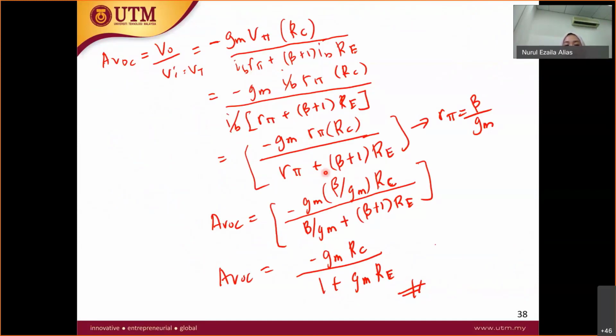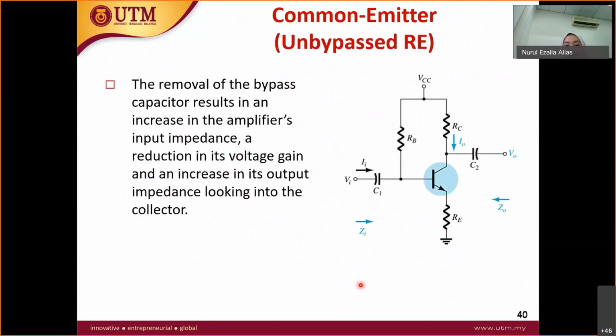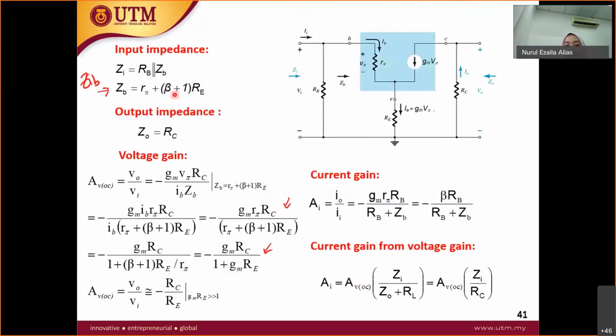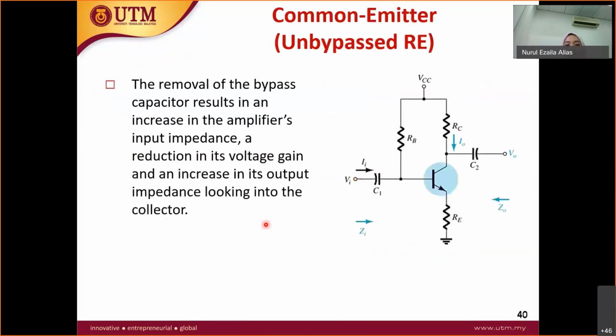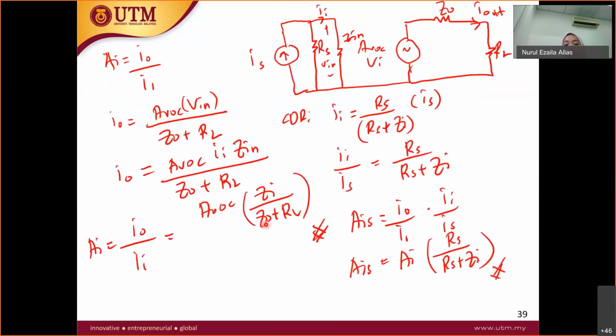Why do they simplify it? r pi, we know, is equal to beta over gm. You replace r pi with beta over gm, and finally you will get this. So it is actually the same thing here, but they didn't derive it for you. I derived it for you here for your better understanding.